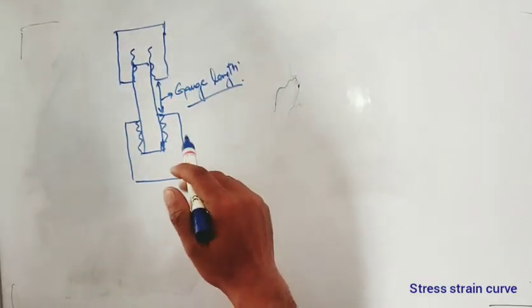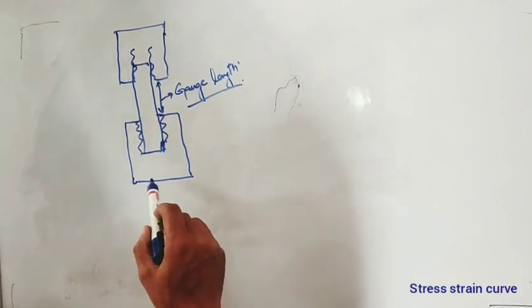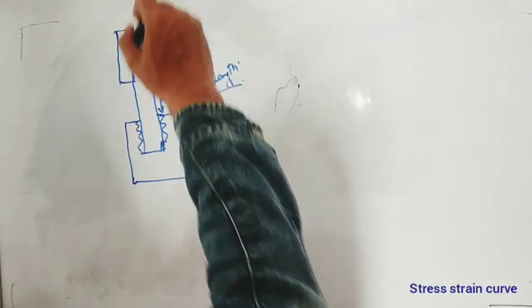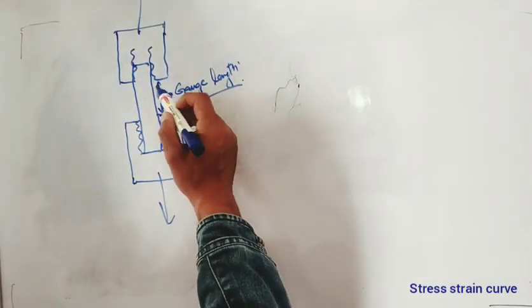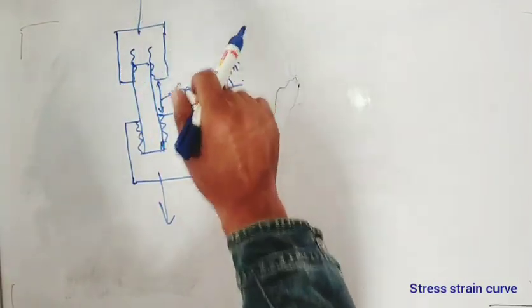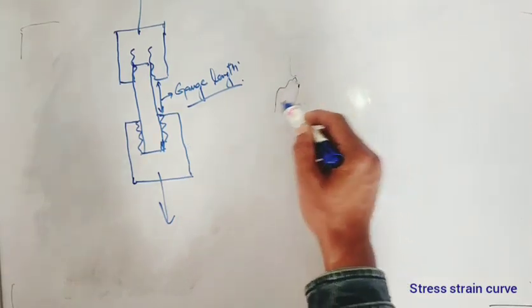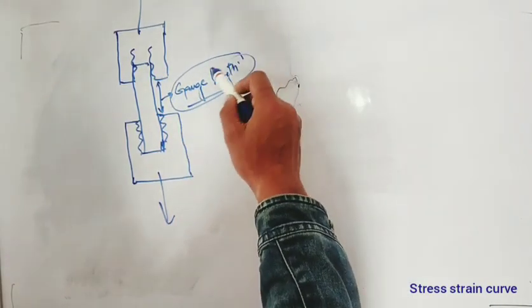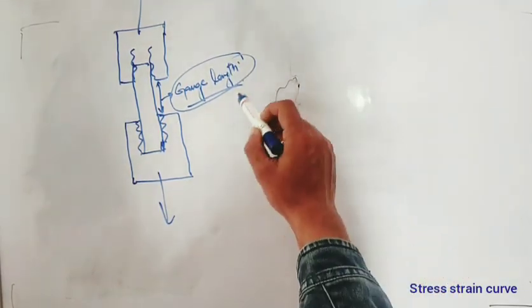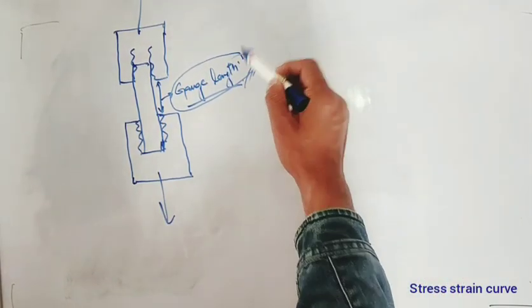Actually, what we do is we apply the tensile force through the UTM, with these extensometers, and then we see the behavior of this gauge length. It's a software-based thing that we do. You all must have done this test in your graduations.